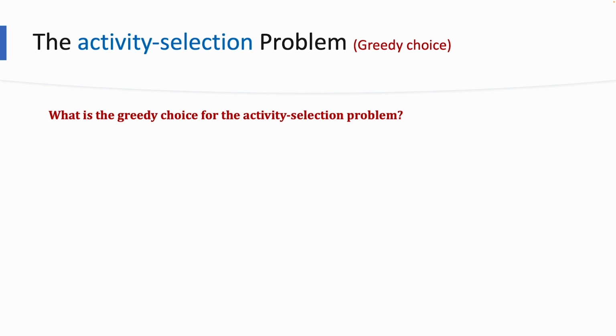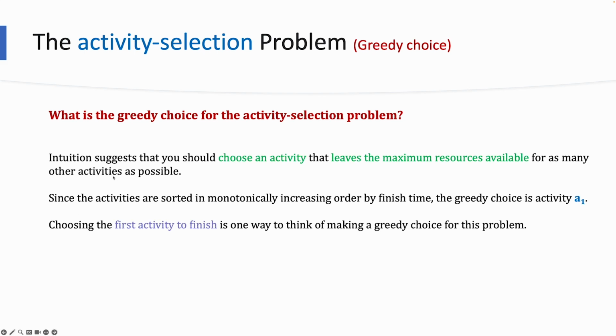But how can we do that? One greedy choice that has been widely studied for this particular problem, and that we're going to tackle, is the earliest finish time. The core intuition here is to select an activity that leaves the maximum resources available for as many other activities as possible. In other words, we want to make choices that open up the most opportunities for additional activities down the line.